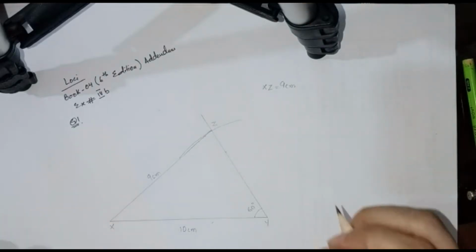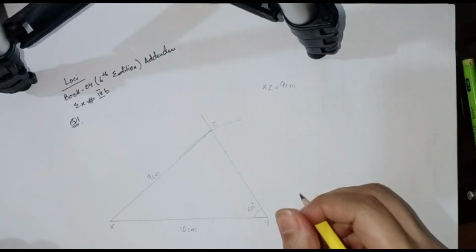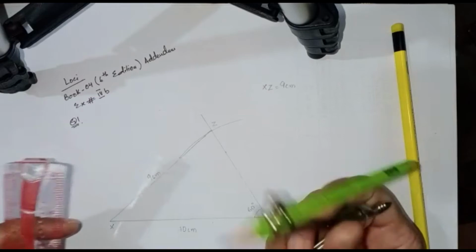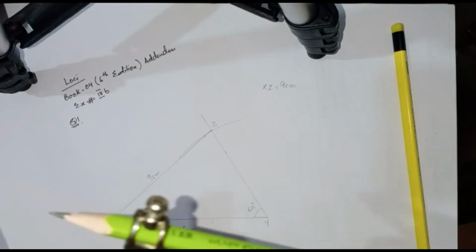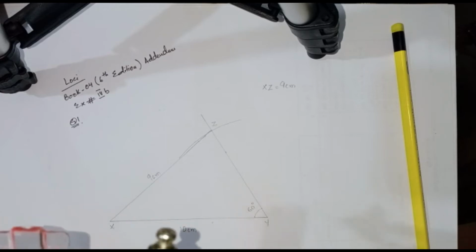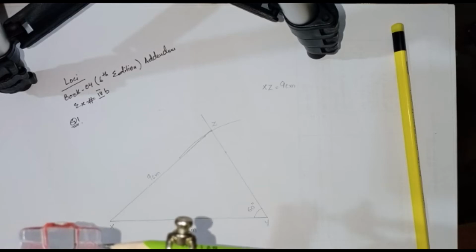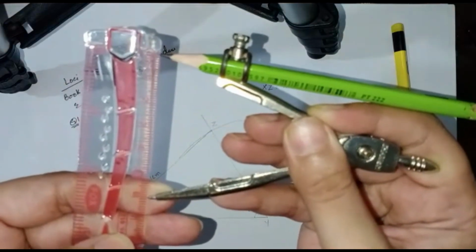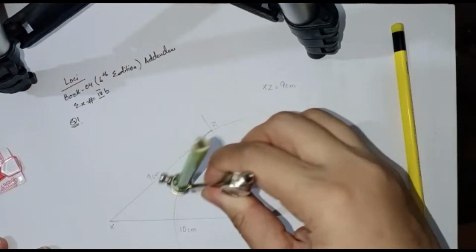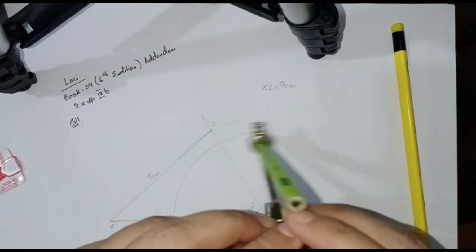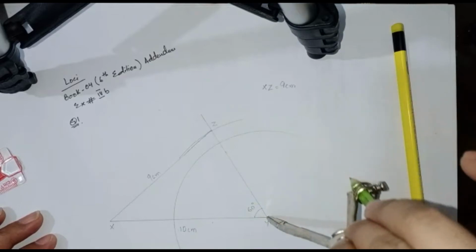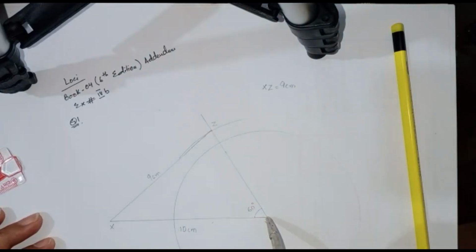Then on your diagram construct the locus of a point 6 centimeter from Y. So we have discussed that if we have one point, then what we will draw? We will draw a circle. Here the locus is 6 centimeter from Y. So we will open our compass 6 centimeter. Okay. And then mark an arc from Y, or we can construct the complete circle as well.